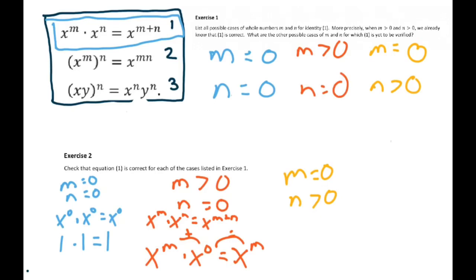And it's a similar thing here. For m equals 0, n is greater than 0, that would be x to the 0 times x to the n equals, what do we think this equals? x to the n is what that would equal.